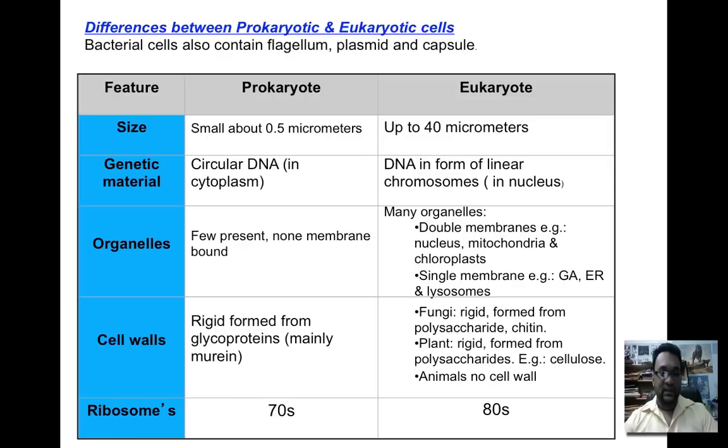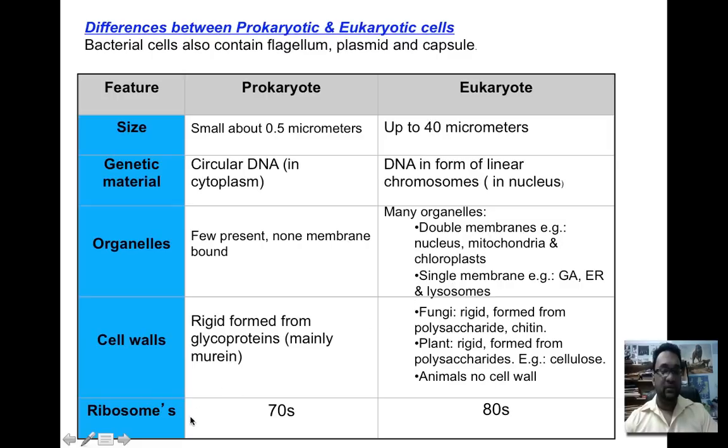Now, prokaryotic cells have a cell wall, and it's made up of glycoproteins, mainly murein. For the eukaryotic cells, not all eukaryotic cells will have a cell wall. So let's recap. All prokaryotic cells will have a cell wall, but not all eukaryotic cells will have a cell wall. For instance, animal cells have no cell walls. But plants have a cell wall, made up of a different type of material. Plant cell walls are made up of cellulose. Fungi also have a cell wall, and that cell wall is mostly made up of chitin.